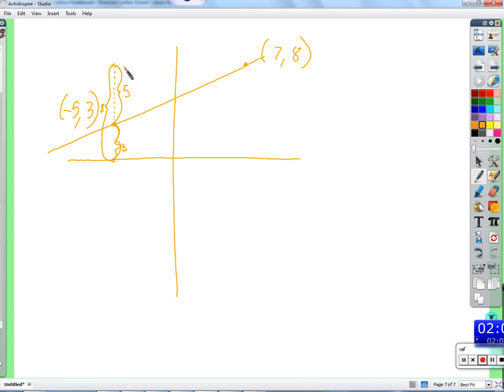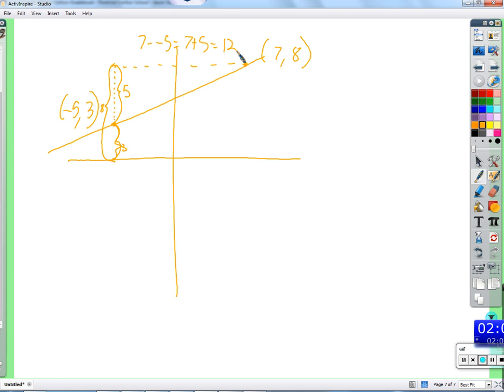How about to get this horizontal change? 7 minus -5. 7 plus 5, right? That's going to give me that distance. But 7 minus -5 makes it 7 plus 5, so it all works out. That's 12. That's how far horizontally I have to go. That's my run. So I guess that answered that question. Even if one of them is negative, it still works out.